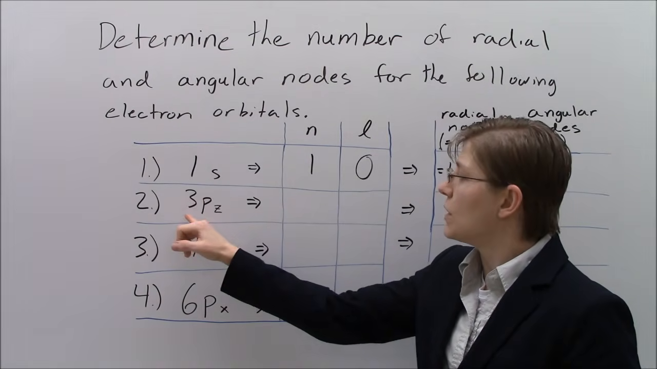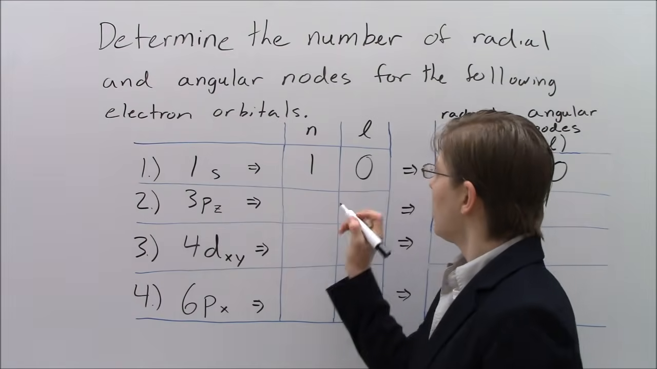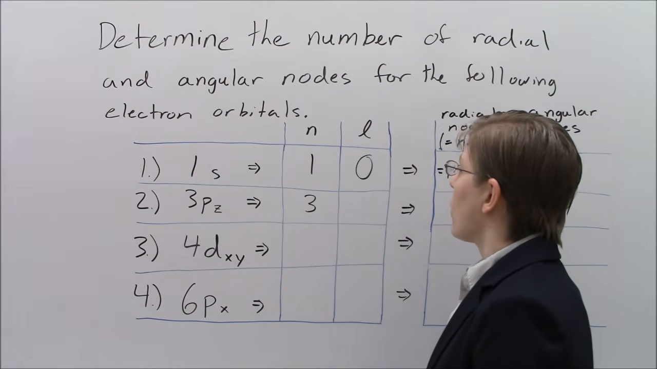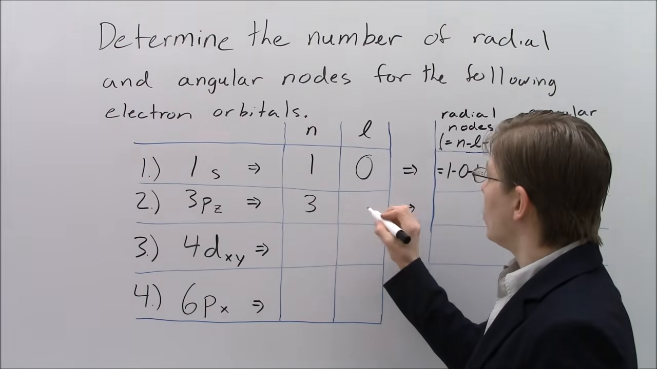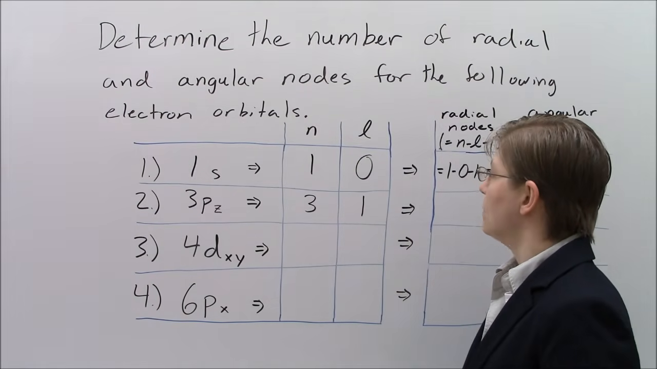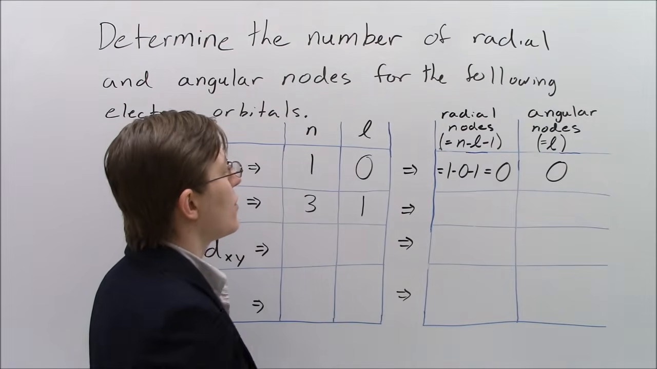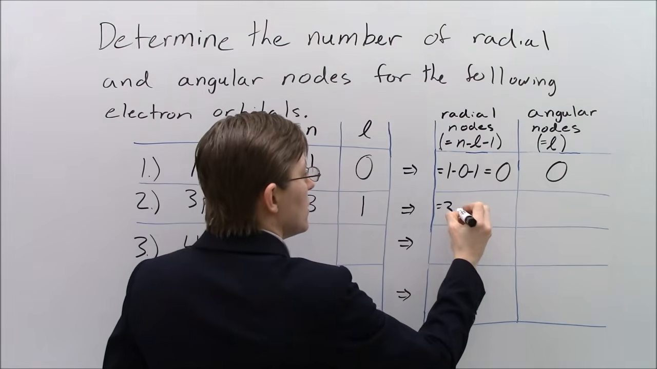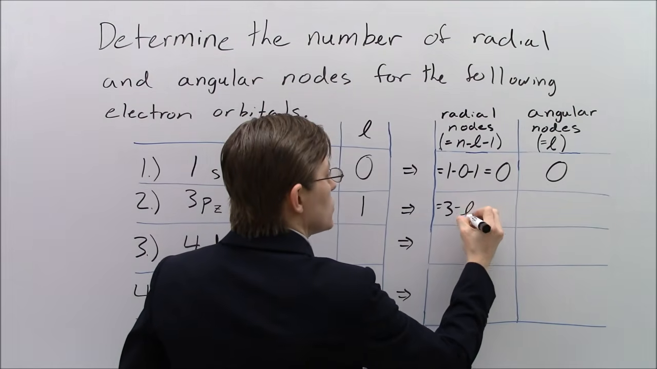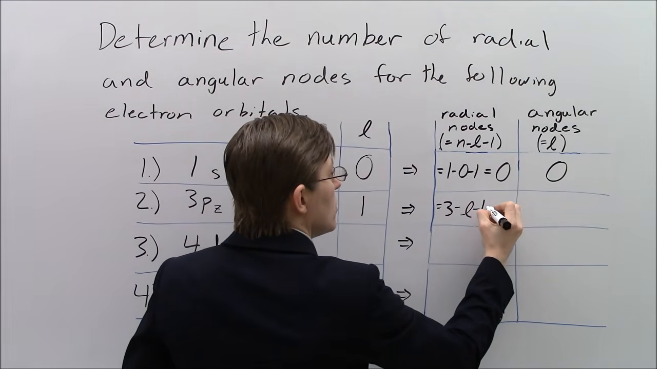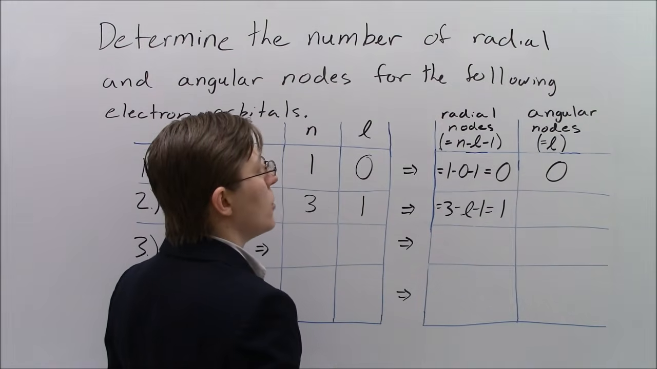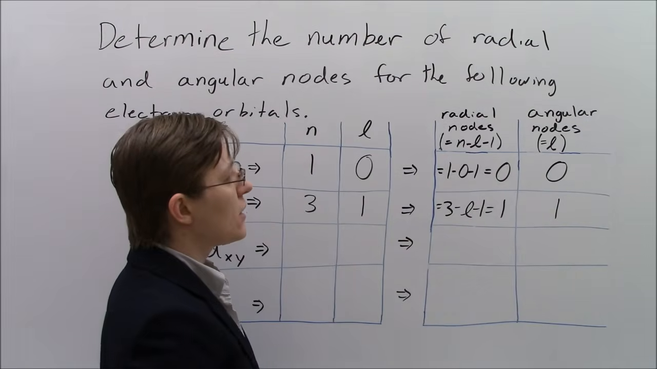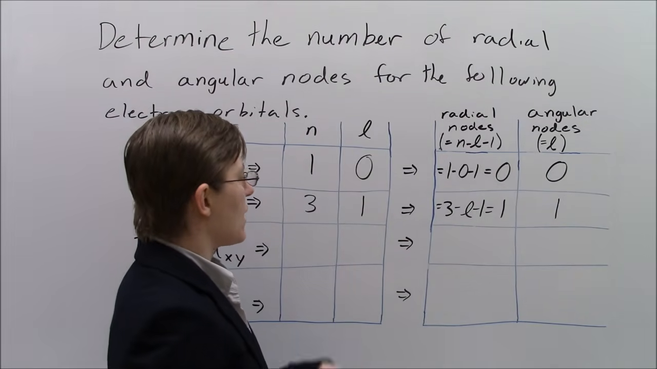Next, let's look at the 3pz orbital. Here, our principal quantum number will be 3, and our angular momentum number will be 1 for the p orbital. Let's calculate the number of radial nodes. We've got n equals 3 minus L equals 1 minus 1, which will give us 1 radial node. We also have 1 angular node since our angular momentum is 1.